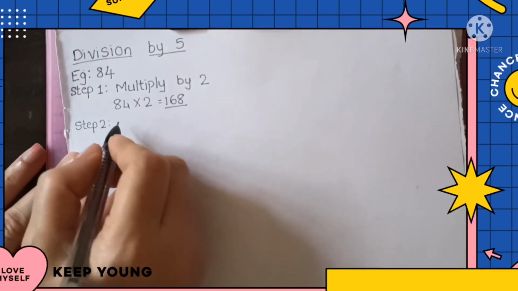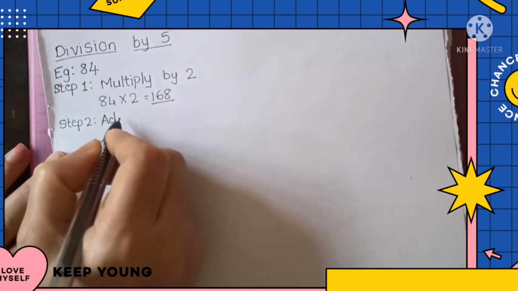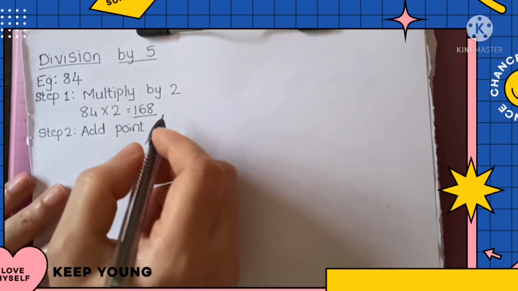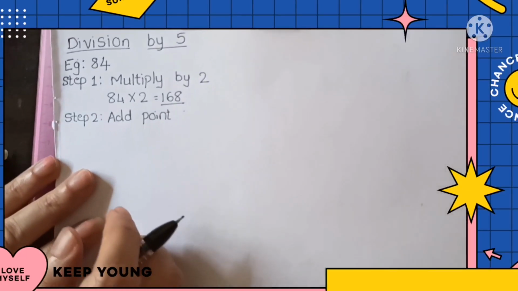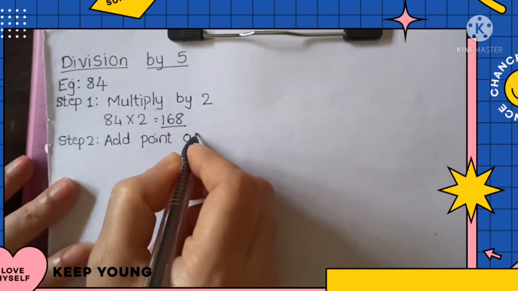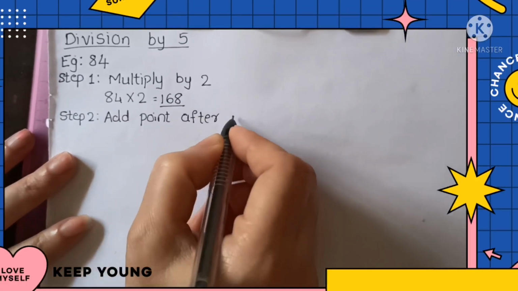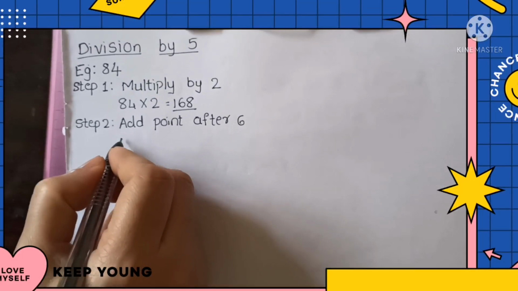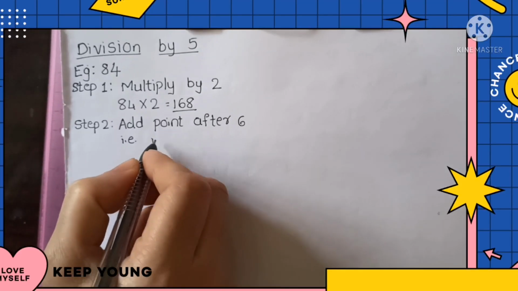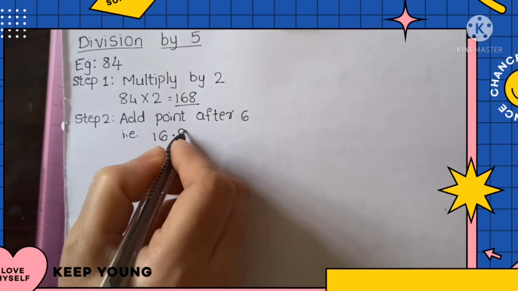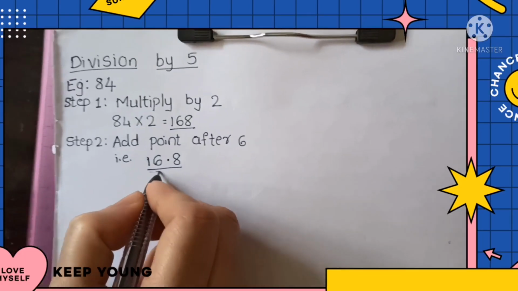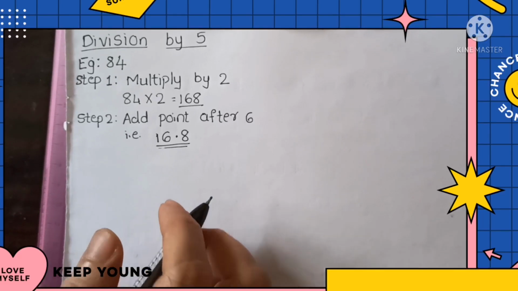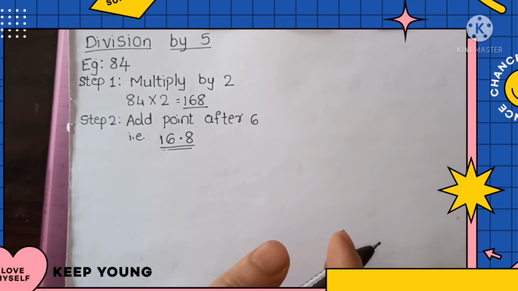In step 2, we have to add a point before the last digit. Last digit is 8. We have to add a point after 8, after 6. Means 84 into 2 is 168. And in step 2, we have to add a point after 6, which will come as 16.8.